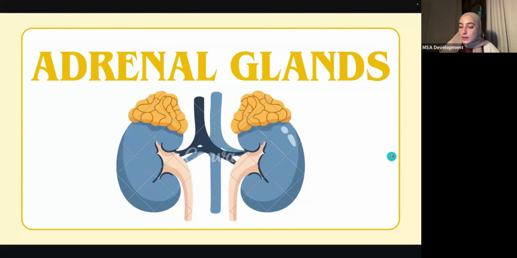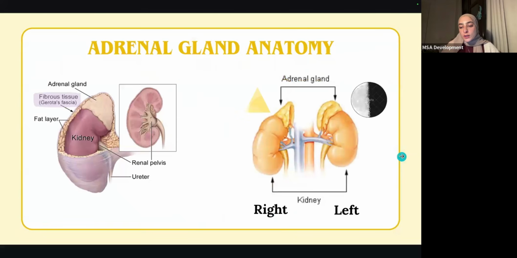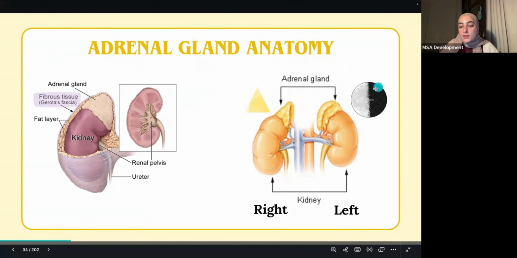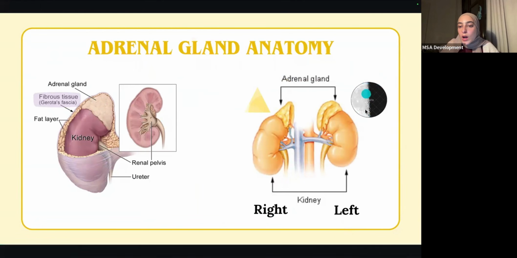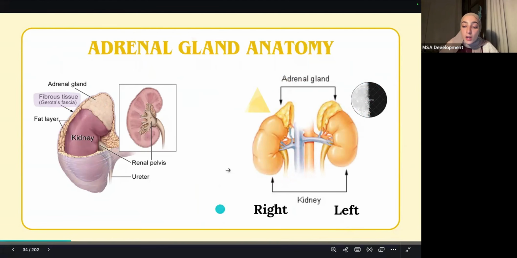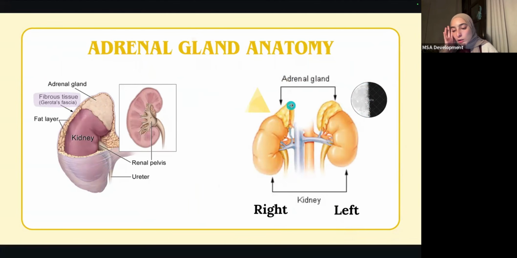Moving on to the adrenal gland, or glands, because we have two. Let's just look at the anatomy. The right suprarenal or adrenal gland has a different shape than the left. The left adrenal gland is more semilunar. It's shaped like half a moon. Look, it's circular, as if it's half a moon. The right adrenal gland is more triangular. It looks like a pyramid.